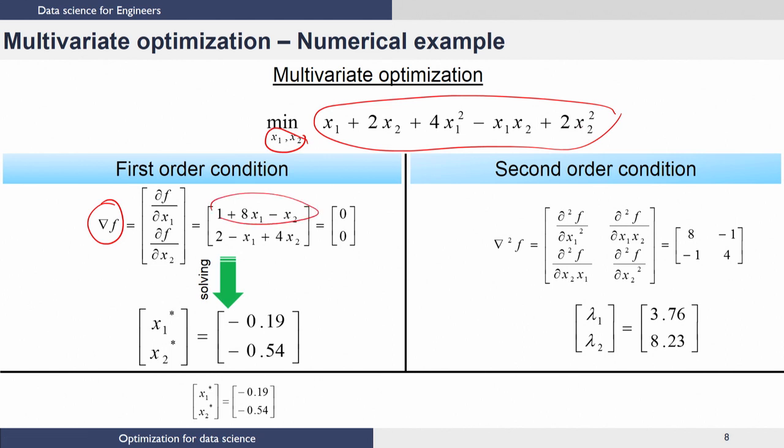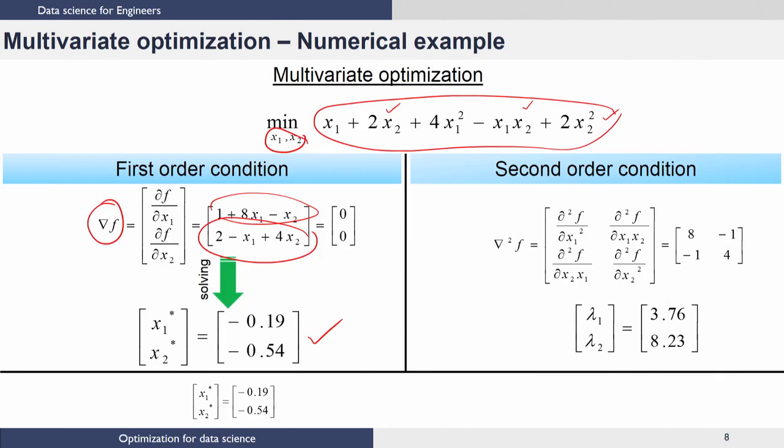Similarly, when you do dou f dou x2, I will have a term corresponding to this 2. This when differentiated with respect to x2 will go to 0. Corresponding to this, I will have a minus x1 now, and corresponding to this I will have 4x2, which is what we have here. So, we have these two equations that we need to solve. When we solve this and get, let us say, one of the solutions x1 star, x2 star, which is this here, I can check whether this is a maximum point or a minimum point.